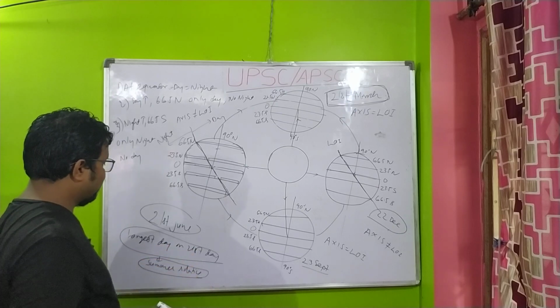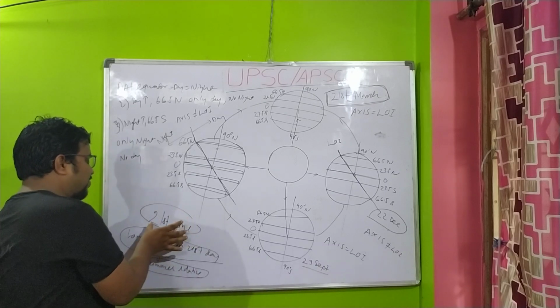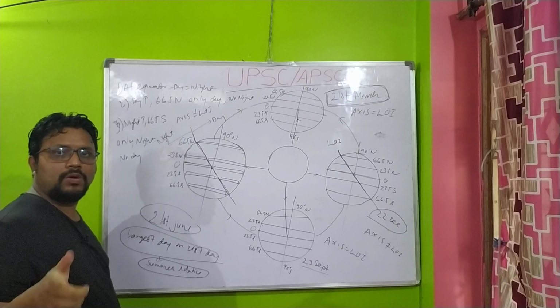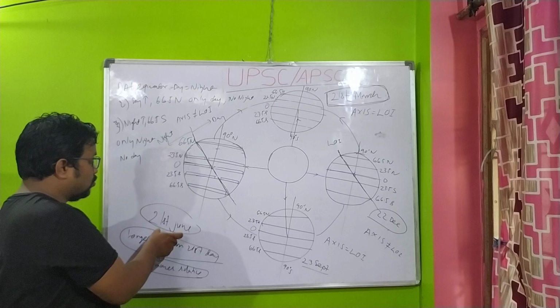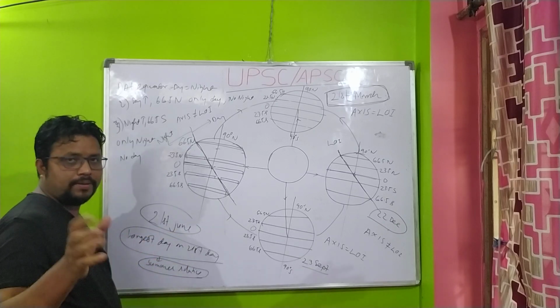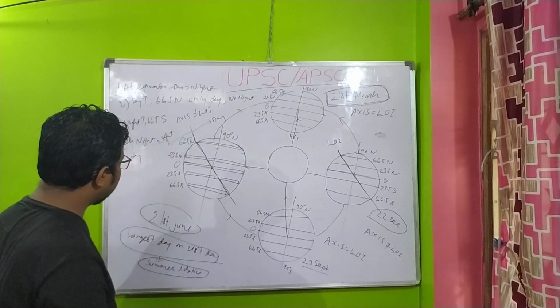And can anyone tell me why 21st June is said to be the winter solstice in the southern hemisphere? Write this question down: 21st June in the southern hemisphere is said to be the winter solstice. Why? Write in the comment section.